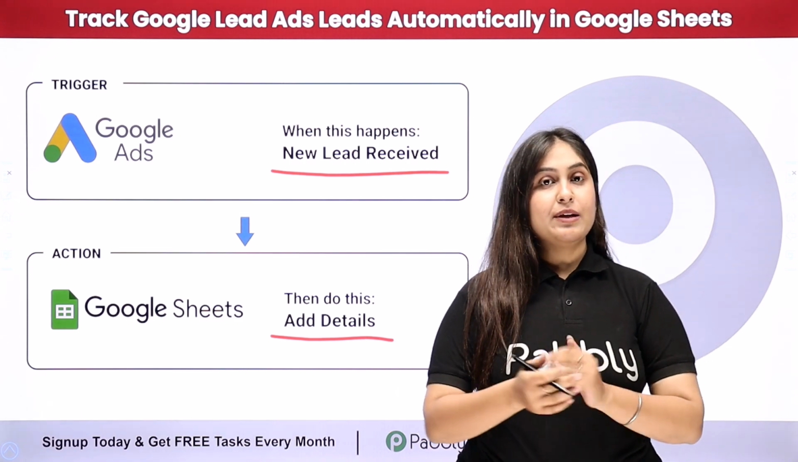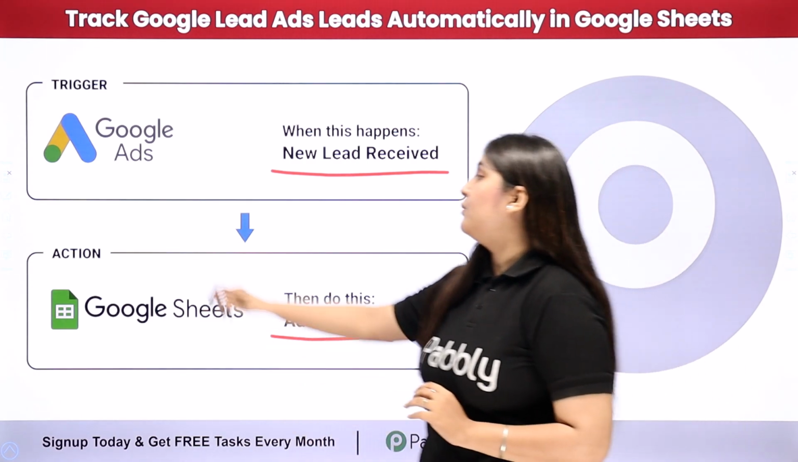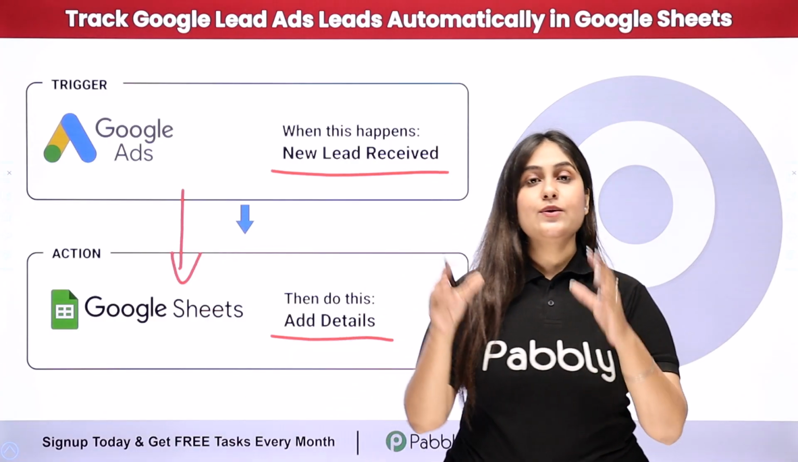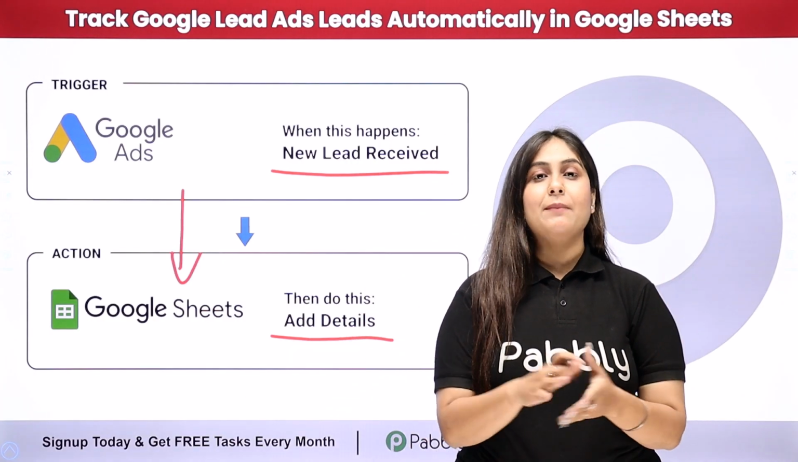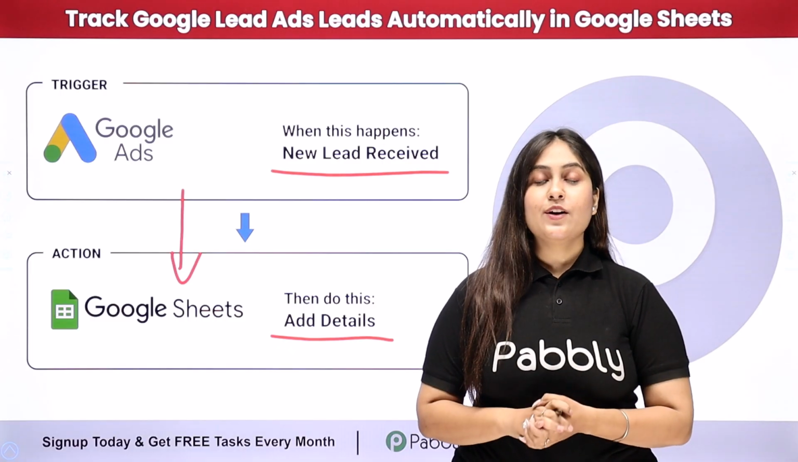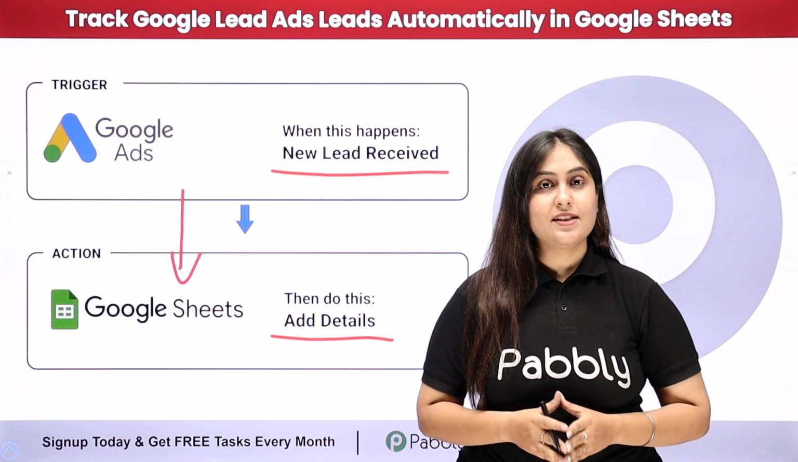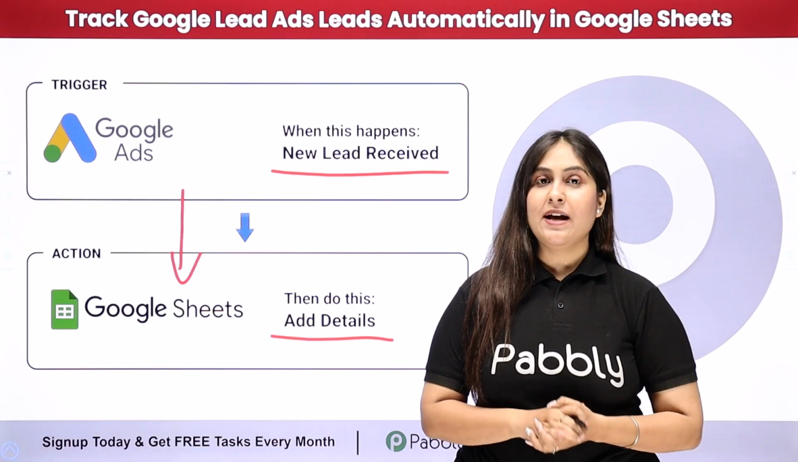Now to automate the entire process, I need to connect my Google Ads with my Google Sheets using an automation software named Pabbly Connect. To see the working of this automation and to learn this process step by step, let me take you all to my screen.